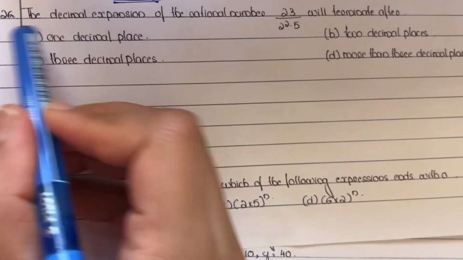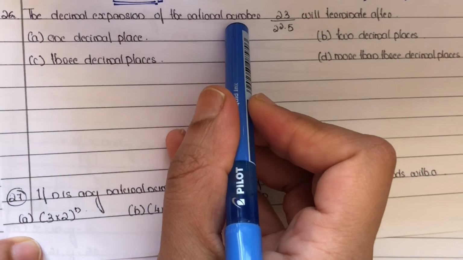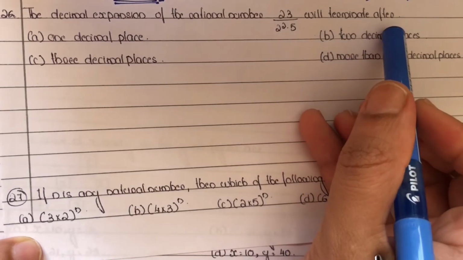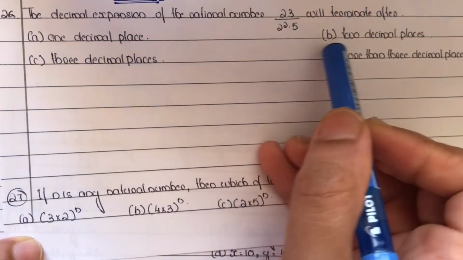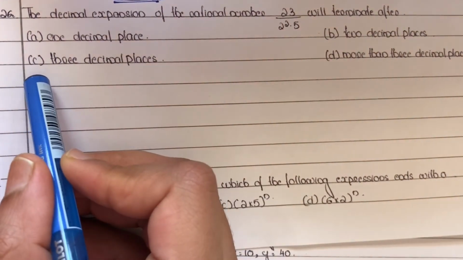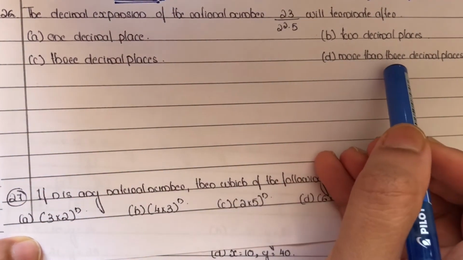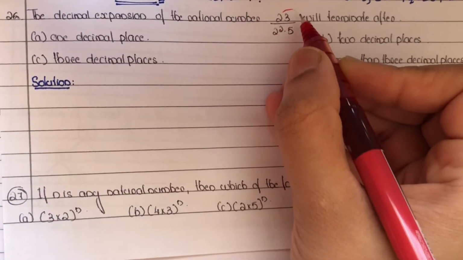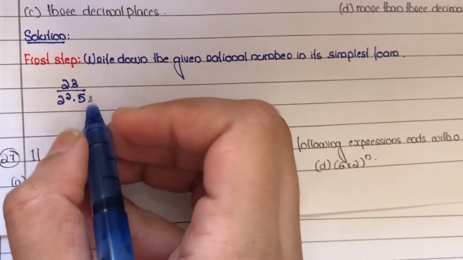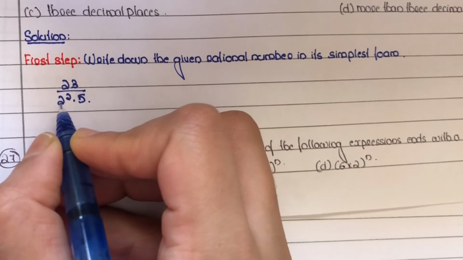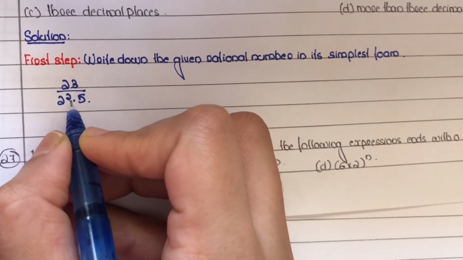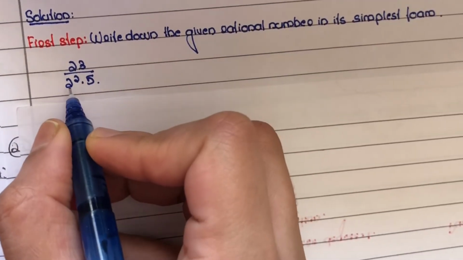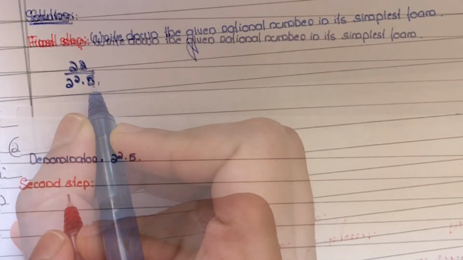Next question number 26. The decimal expansion of the rational number 23 by 2 raised to 2 into 5 will terminate after option A 1 decimal place, option B 2 decimal places, option C 3 decimal places, option D more than 3 decimal places. First step, write down the given rational number in its simplest form. Here given rational number is 23 by 2 raised to 2 into 5. It is in its simplest form, right? Because 23 is a prime number. Next, here denominator is equal to 2 raised to 2 into 5.